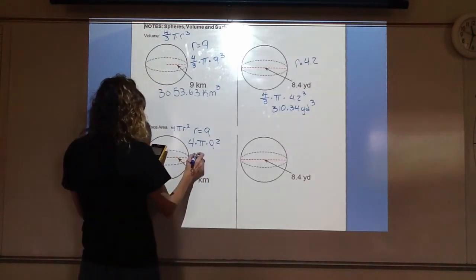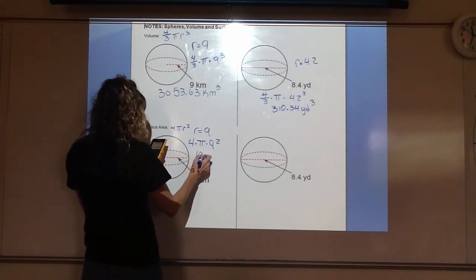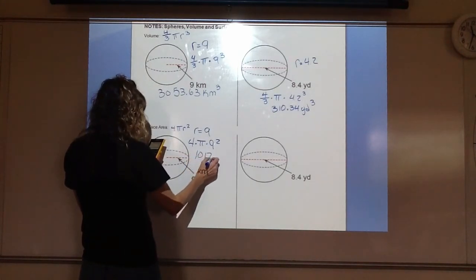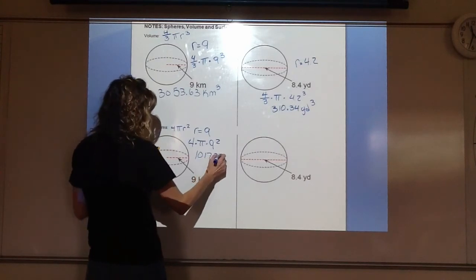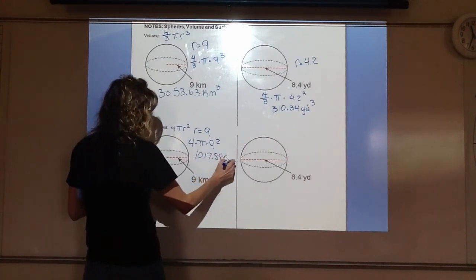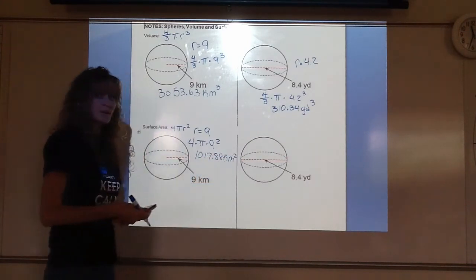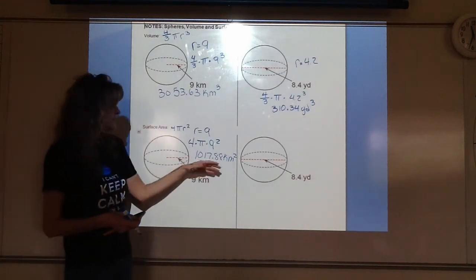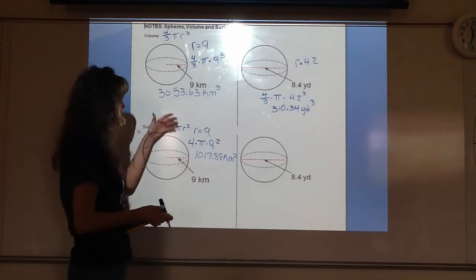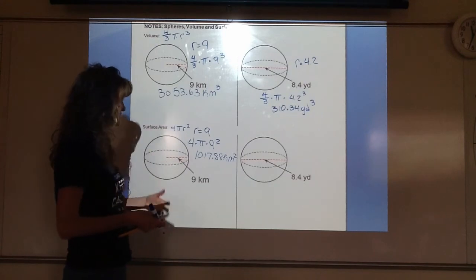And I'm going to go 2 decimal places. So the surface area of the sphere is 1,017 and 88 hundredths, and it's square kilometers or kilometers squared because it is an area. So it's the covering on the outside of the sphere.